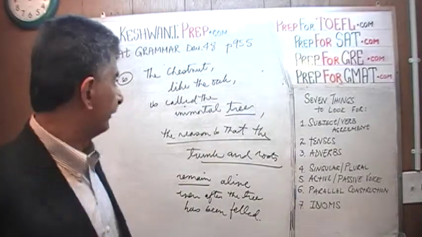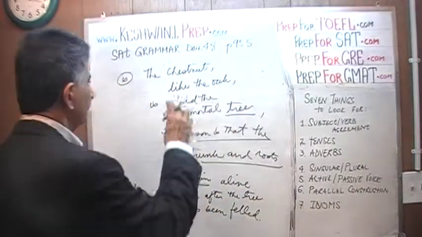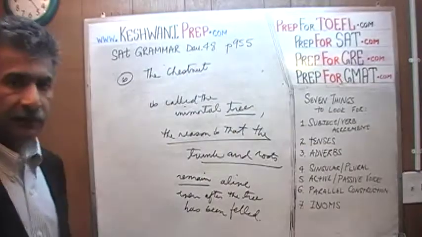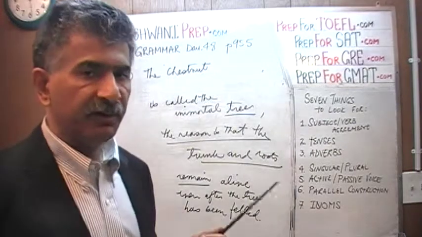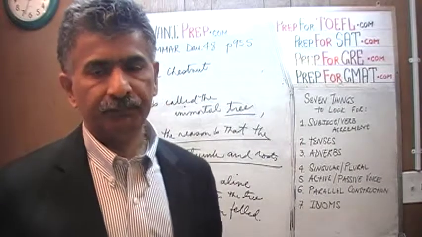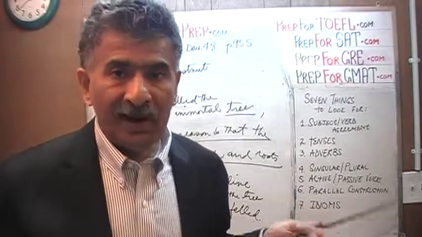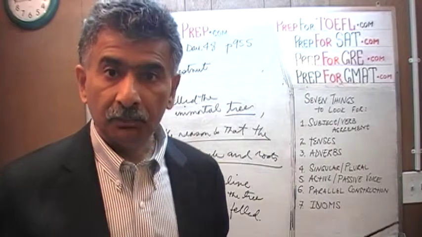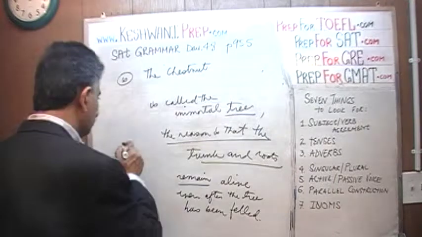Let's see what we can do here. It says the chestnut tree, like the oak tree, that part is unnecessary, we don't need it. The chestnut tree is called the immortal tree, and what do your ears expect to hear as the very next word? You expect to hear a reason. Why is it called the immortal tree? And the answer would be because. That's what we need here.